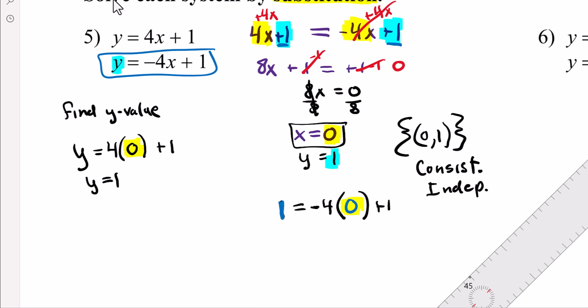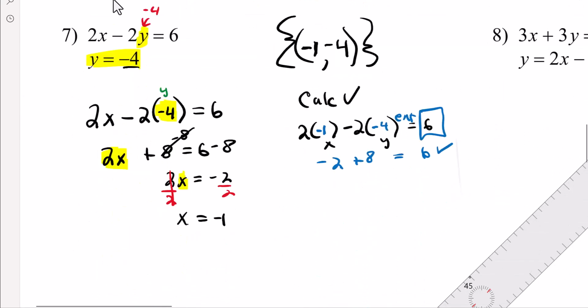And then plus 1. Well, -4 times 0 is 0. 0 plus 1 is 1. Those indeed check out. All right.